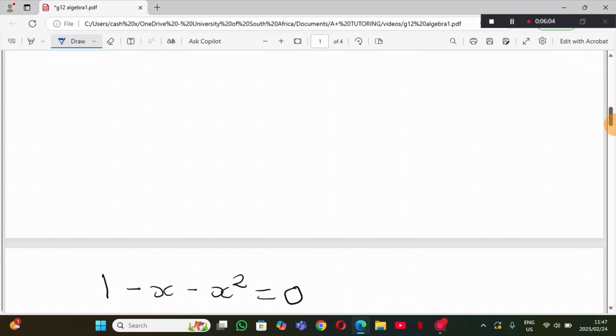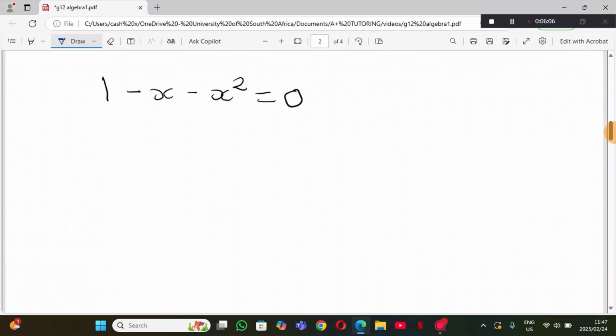Okay, and then we move on to the second question, which is 1 minus x squared is equal to 0. Okay, so this is a quadratic equation. We now have to factorize it ourselves.